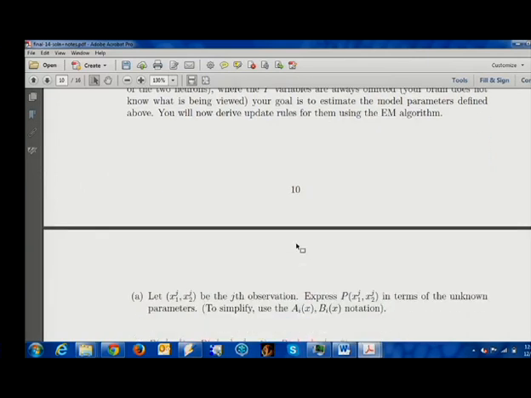Okay, so basically what we're doing here is guiding you through the EM algorithm, as we've done also in the problem that I've done here in class and problems that we've done in the homework. And I'm going to go over this.